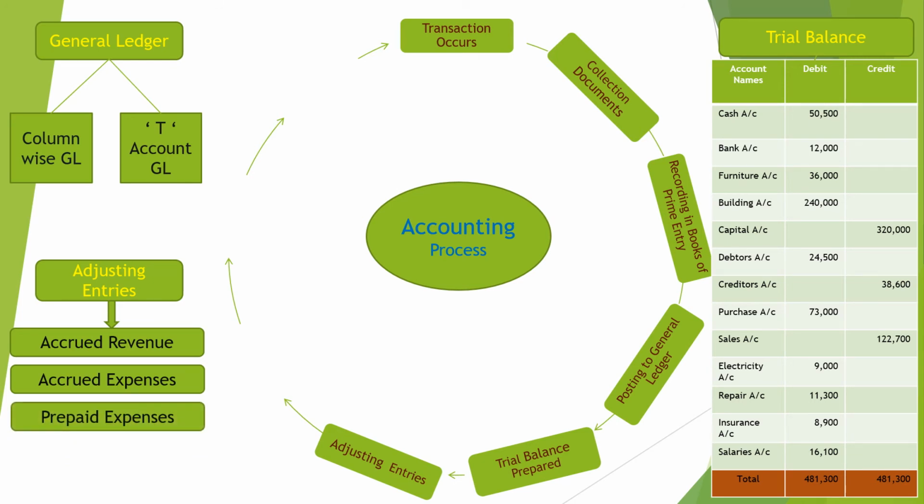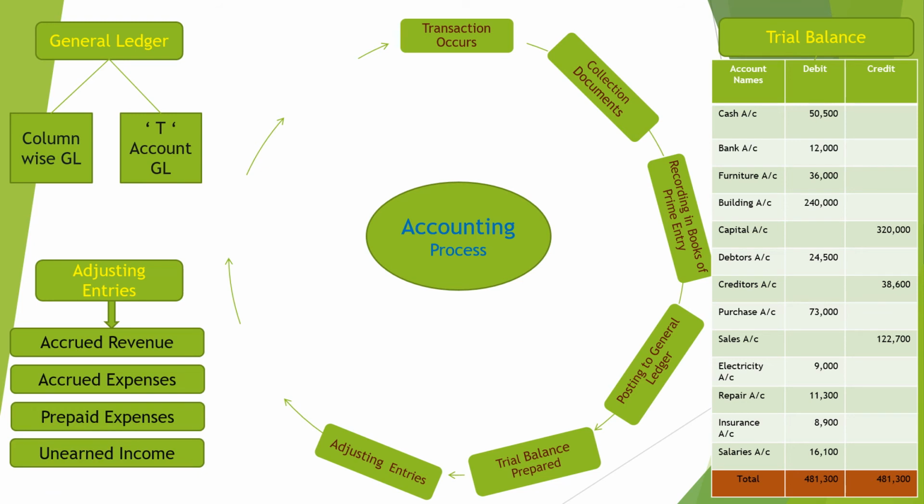Prepaid expenses. Prepaid expenses are those expenses which have been paid in advance and can cover part of the current period and the rest for the next period. Prepaid expense is an asset. The current portion of prepaid is reversed and charged to expenses. Examples are prepaid rent, prepaid insurance, etc.